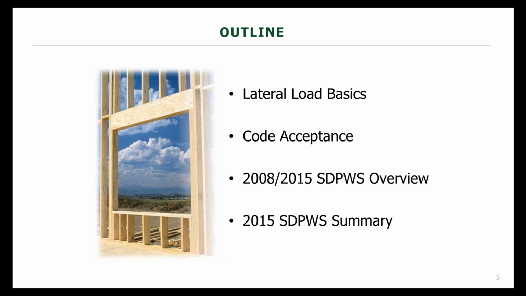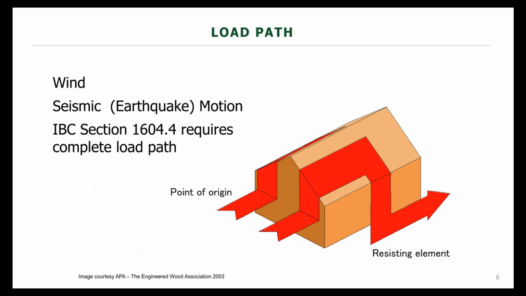So most of you probably have designed many shear walls, many structures for lateral loads, but I do like to start with some of the basic terminology just so that everybody's using the same terms and kind of on the same page, as it were. So if we think of our two main sources of lateral loads, those are wind and seismic, as you could probably guess by the title of the document, the Special Design Provisions for Wind and Seismic.